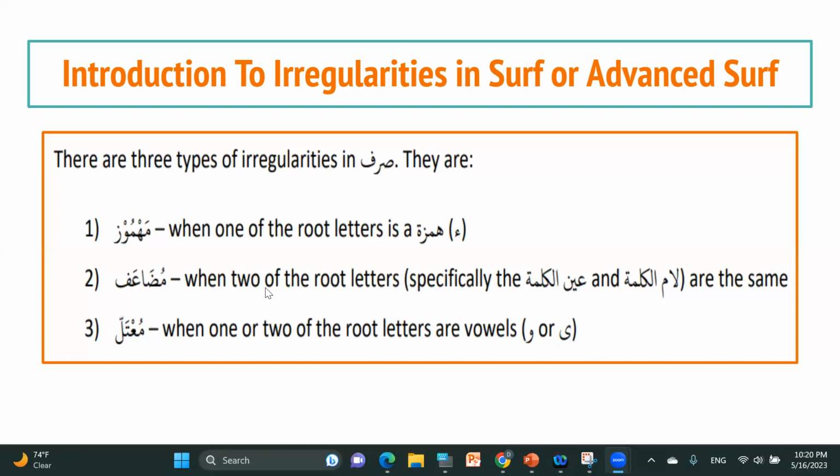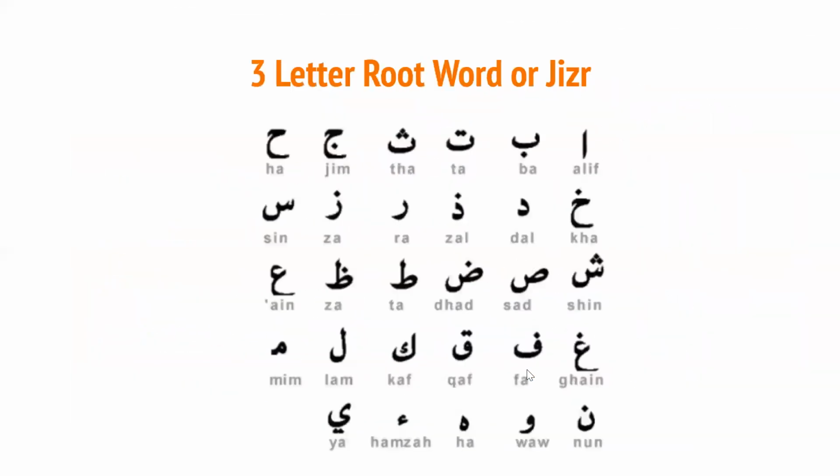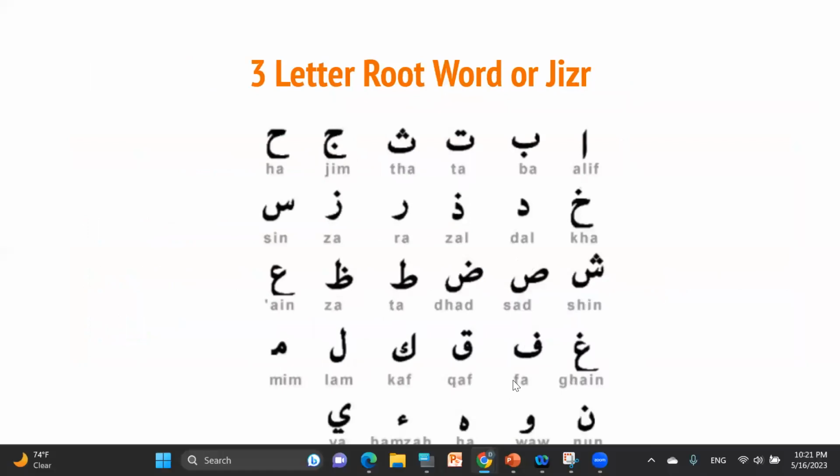Then we have the third basic type of irregularity, in which one or two of the root letters are either Ya or Waw. Ya and Waw are weak letters. They are called weak letters. So look at this one.